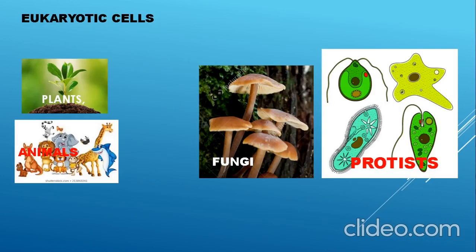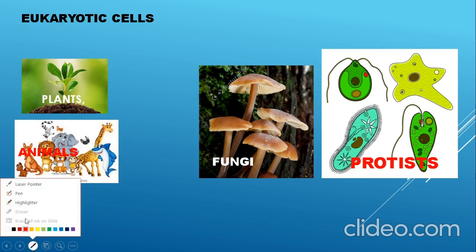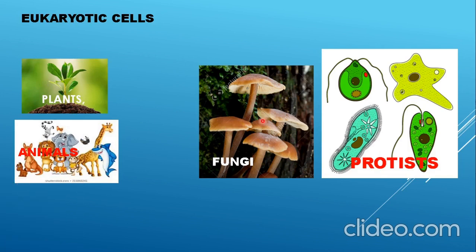Now, eukaryotic cells. These are the different types of eukaryotic cells that we see around us. They can be seen in plants. All plants are made up of eukaryotic cells. All animals are made up of eukaryotic cells. Then the fungi, all fungi, they are made up of eukaryotic cells, as well as the protists, the protista members. Now protista members are unicellular eukaryotic structures.